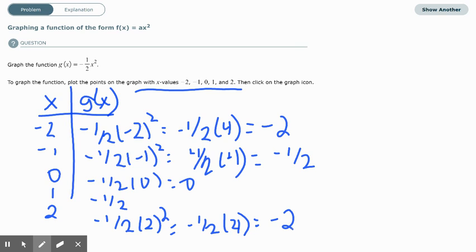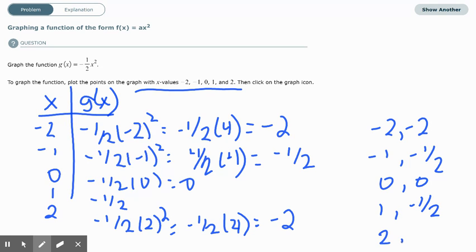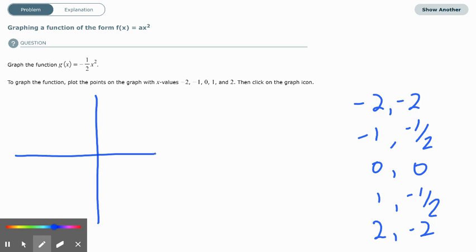So now we have those ordered pairs that we want to graph. So I'm going to clean this up here. We're going to end up graphing -2, -2; -1, negative a half; 0, 0; 1, negative a half; and 2, -2. All right, so now what we want to do is take our ordered pairs and graph them. So -2, -2 will be about right here. And then I've got -1, negative a half, about there, 0, 0. And then we've got 1, negative a half, and 2, -2.